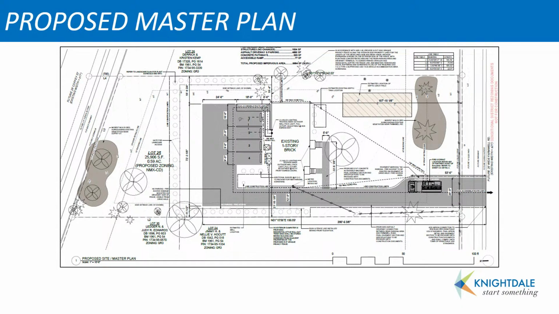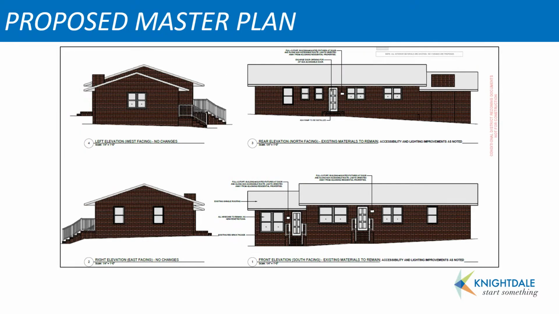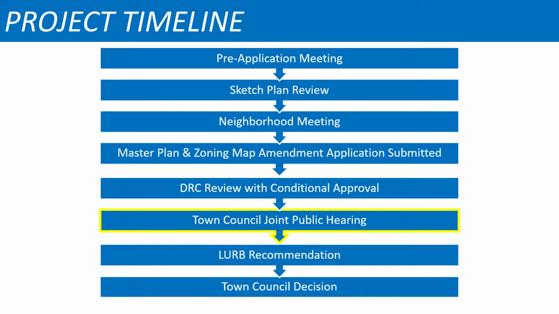Looking at it, you've got Farmwell Road on the right, and they're proposing to construct 4 parking spaces to the rear of the existing structure. No other real site improvements are necessary or proposed. Here are some renderings of the existing home, and if you were to go out there today, this is generally what you would see. Looking at the project timeline, we're here for the joint public hearing.